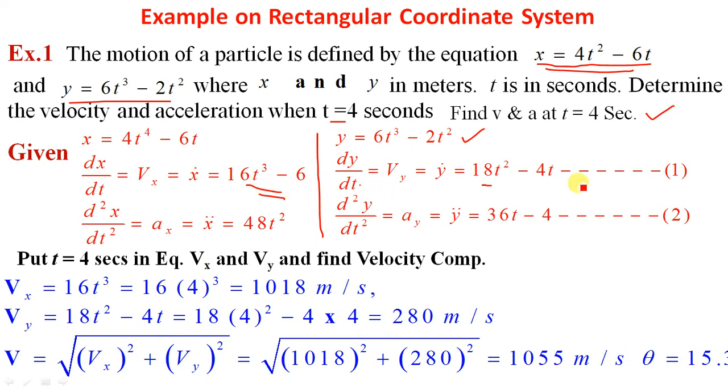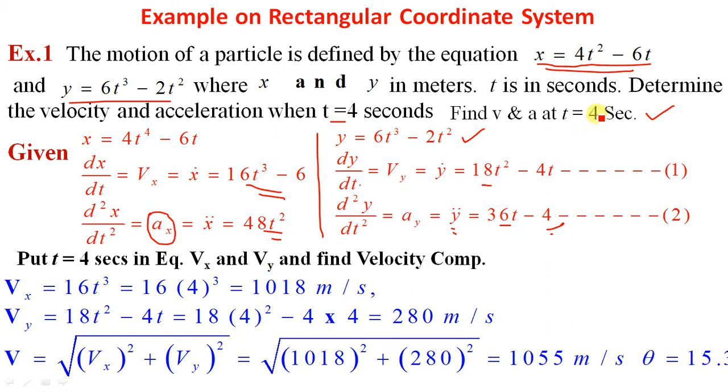Let's say these two equations are equation number 1. Similarly, again we differentiate this velocity equation with respect to time. We will get the acceleration in x direction, that is x double dot. That ax is equal to 48t square. Similarly, if we differentiate the vy with respect to time t, we will get the ay or y double dot. So that is 36t minus 4. So now acceleration equation is with us and velocity equation with us. We have to find out v and a at t is equal to 4.